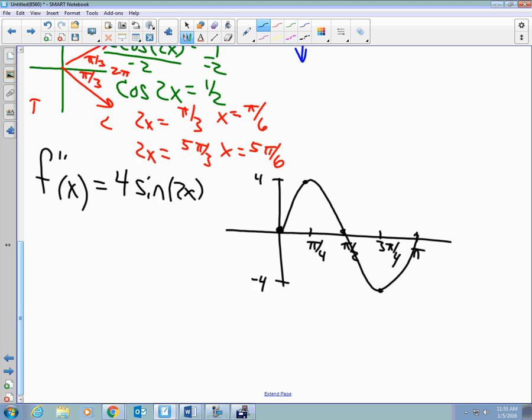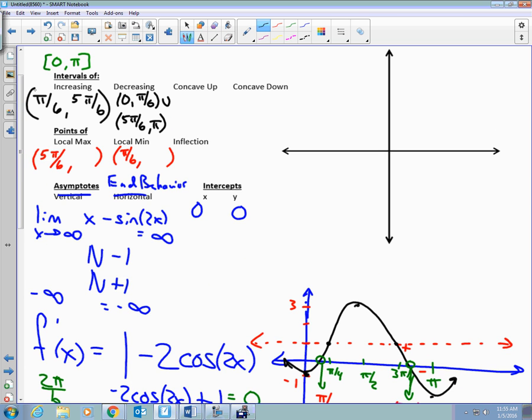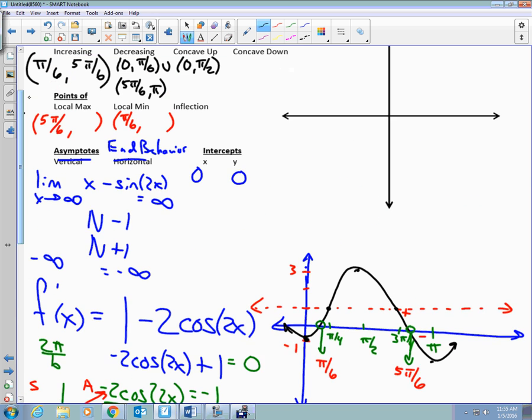Okay, so the original function is concave up where the second derivative is positive. Where is this function positive? Where it's above the x-axis, from 0 to pi over 2. Concave up from 0 to pi over 2. It's concave down where the second derivative is negative. Where is the second derivative negative? Where it's below the x-axis, pi over 2 to pi. Good.